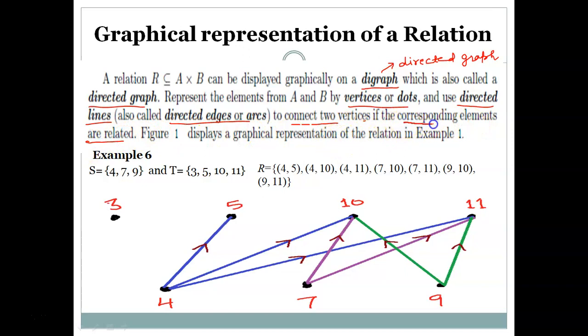This is the main thing: if the corresponding elements are related. In figure 1, we are displaying this graphical representation. This is figure 1.